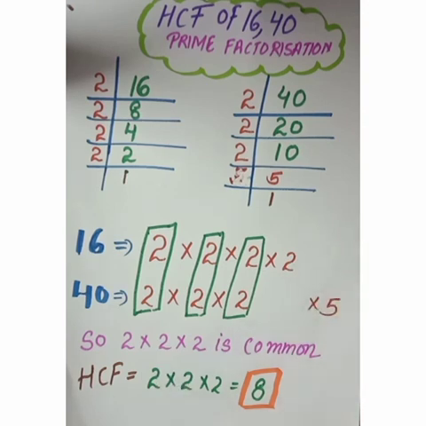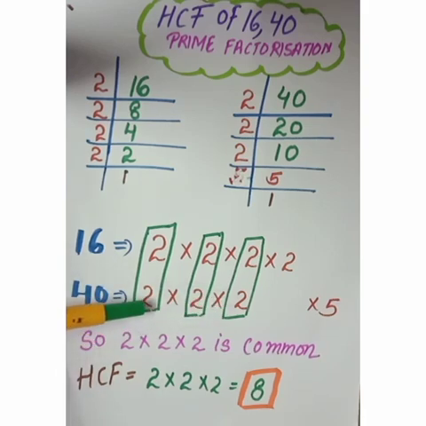So now what are the common factors? We will just make boxes for them. Number 2 is there in both. Here also number 2 in both. Here also number 2 in both. So we got all the prime numbers which are common in both the factors of 16 and 40. So we got 2, 2, 2.